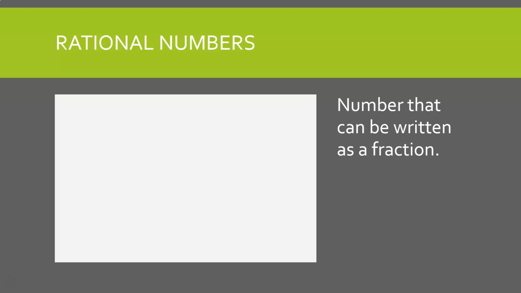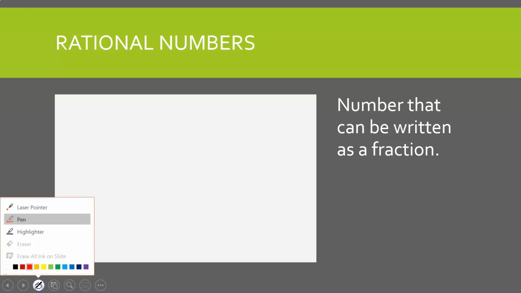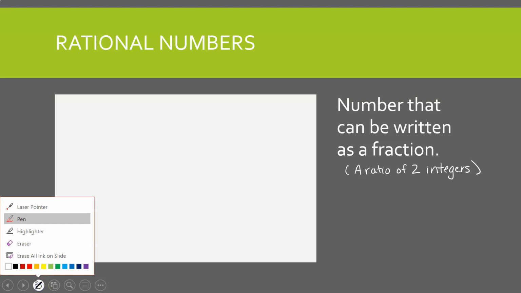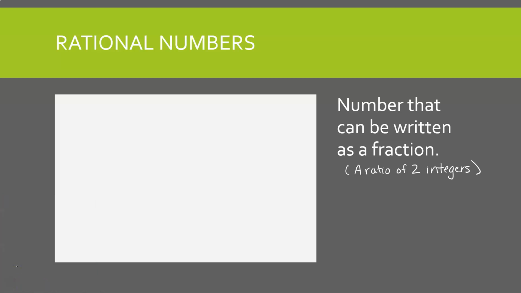All right, first let's talk about rational numbers. Rational numbers are numbers that can be written as a fraction or a ratio of two integers. That's the same thing. Let's put a ratio of two integers. Okay, so let's look at some examples of rational numbers.